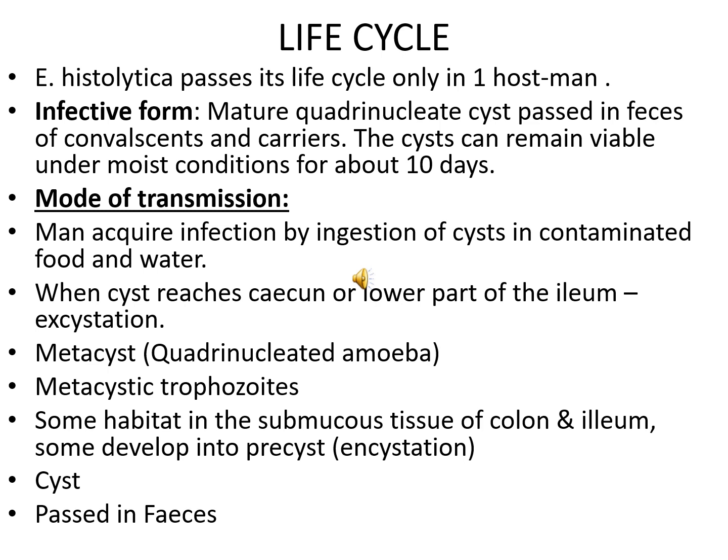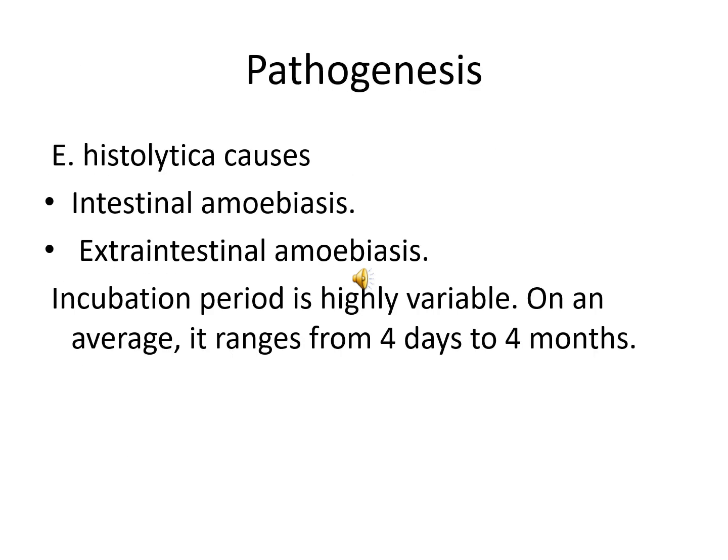Excystation takes place. That's where it forms a quadrinucleated amoeba, and then metacystic trophozoites. Some trophozoites inhabit the submucosal layer and cause colonic ulcers. Some develop into precyst and cyst, and they are passed in the feces. So this is the pathogenesis.